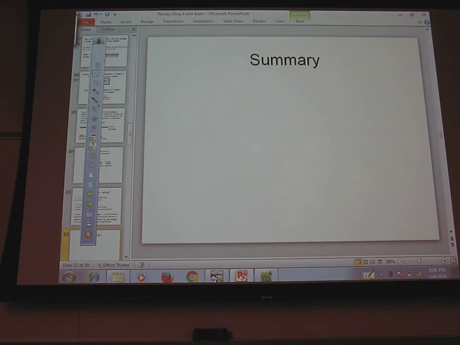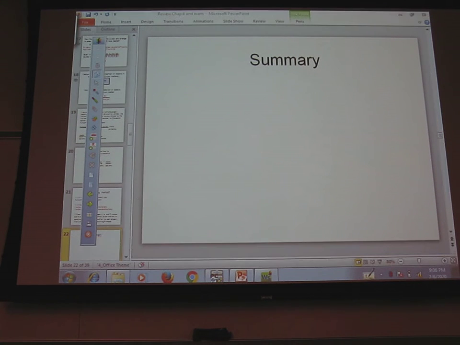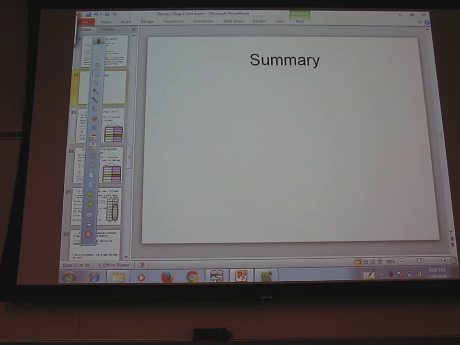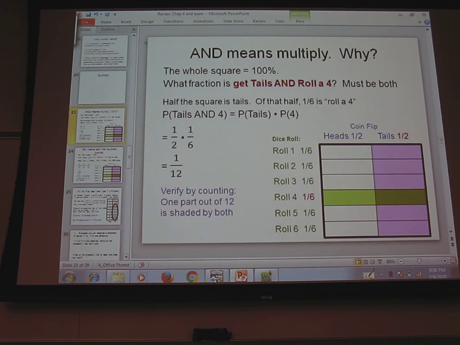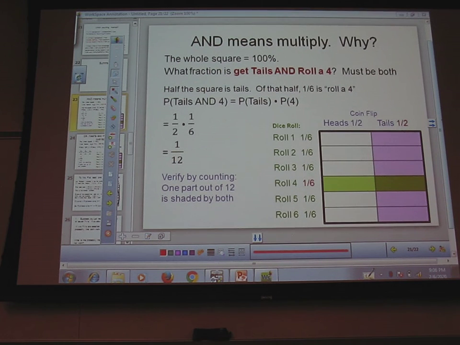All right, let's get back to our summary. So I'm just going to quickly summarize some of the main parts about the probability for you guys. The first one is: and means multiply. Make sure you say that to yourself 5 times every day for the next 5 days.